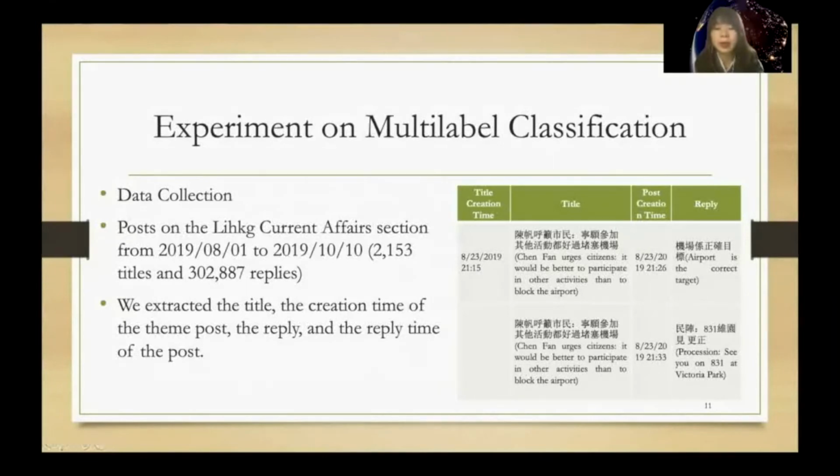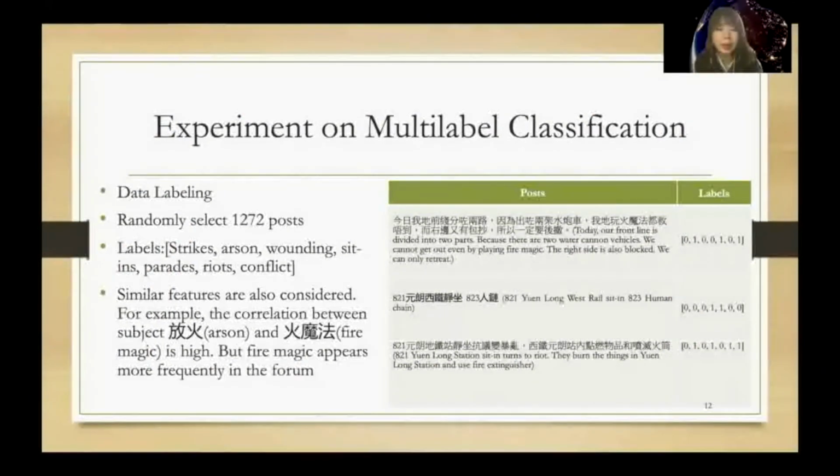for this presentation. About data labeling, in total there are 7 labels: strikes, arson, wounding, sit-ins, parades, riots, and conflict. And we randomly select 1,272 posts to label the data like this, like the table shown here.